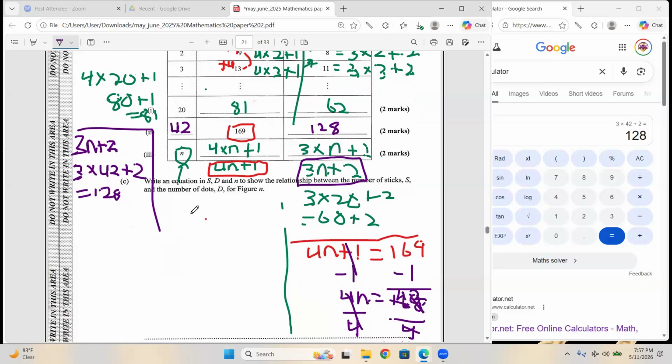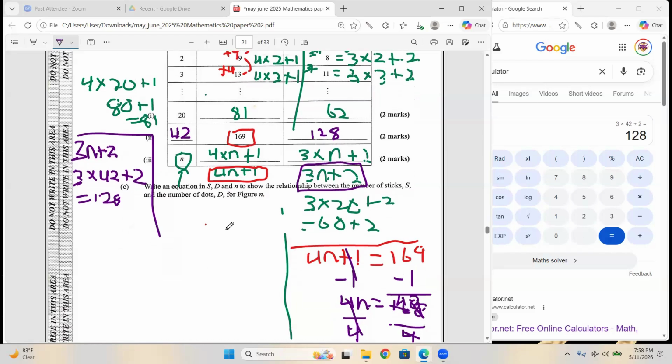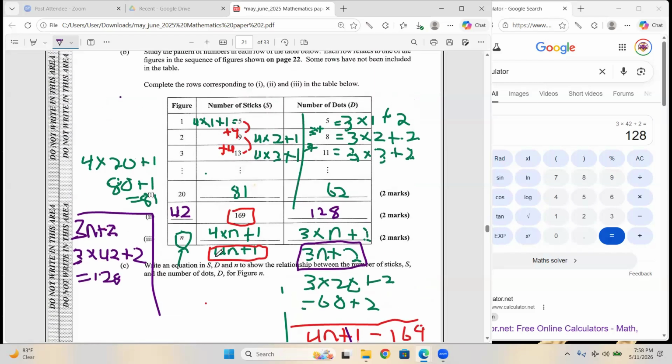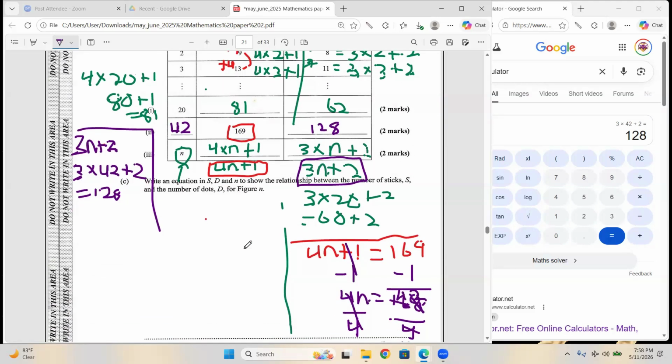Could be the trickiest part to me with patterns or sequence questions is figuring out the formula. But once you get a formula, everything else should be easy because you use that same formula to fill out any missing number of sticks in this case, and the same formula to figure out any missing number of dots. What do you want here now?